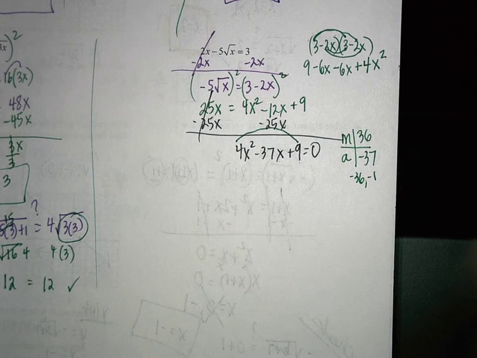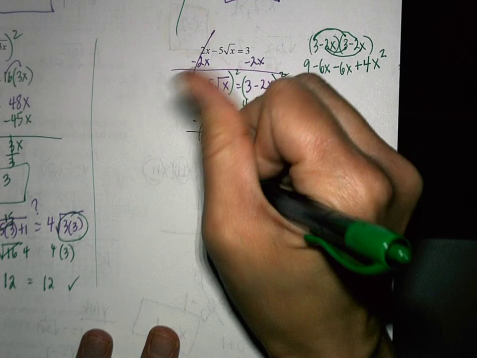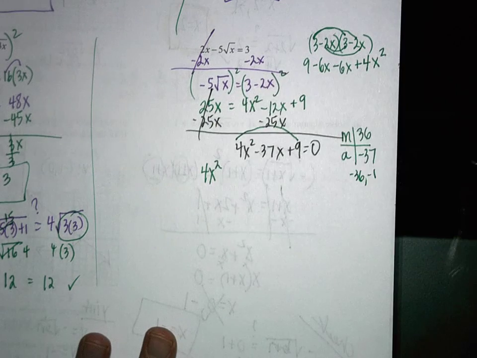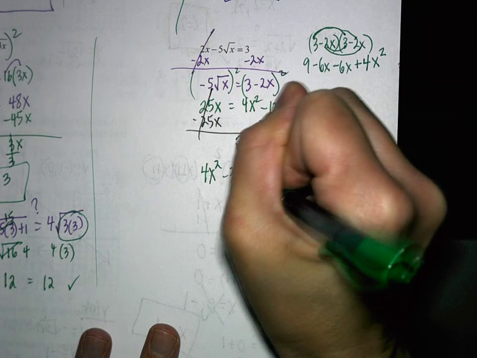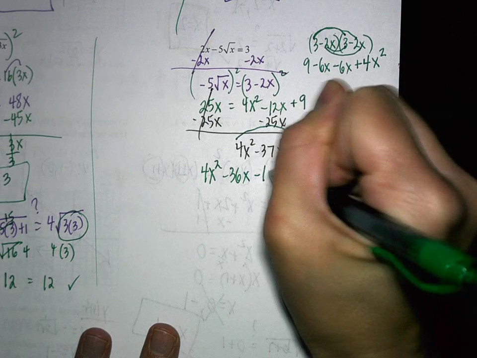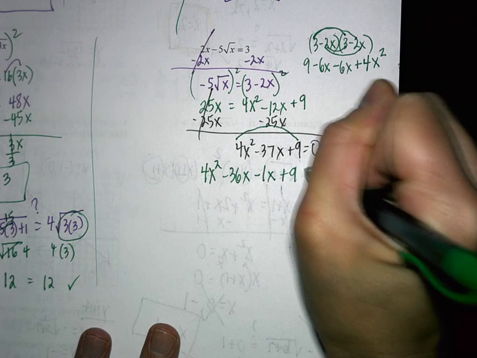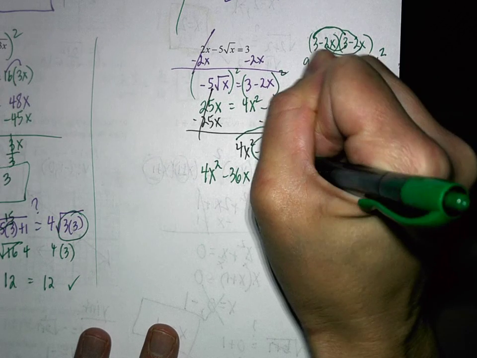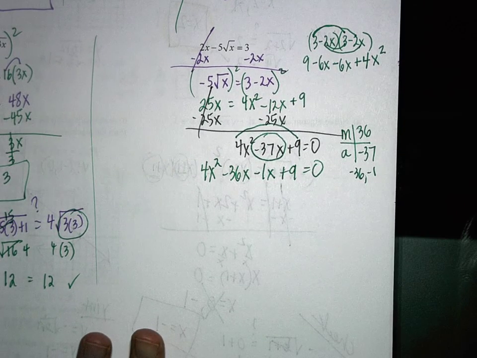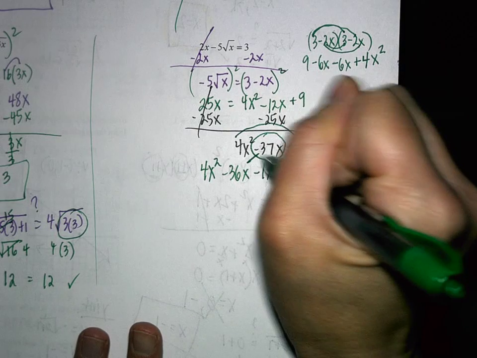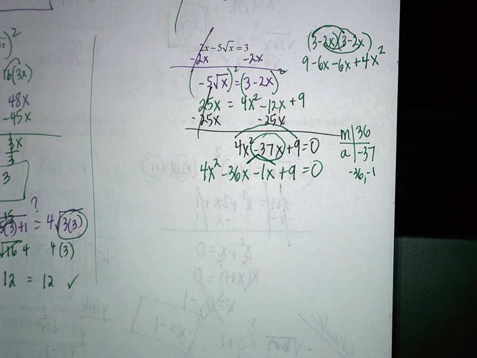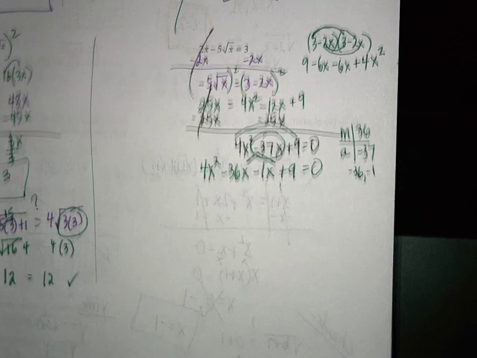So how do I write this out? 4x squared minus 36x minus x plus 9. So do you guys remember that? All we're doing is changing that negative 37x into these two pieces right there, the negative 36x and the negative 1x, and then the front and end terms stay the same.